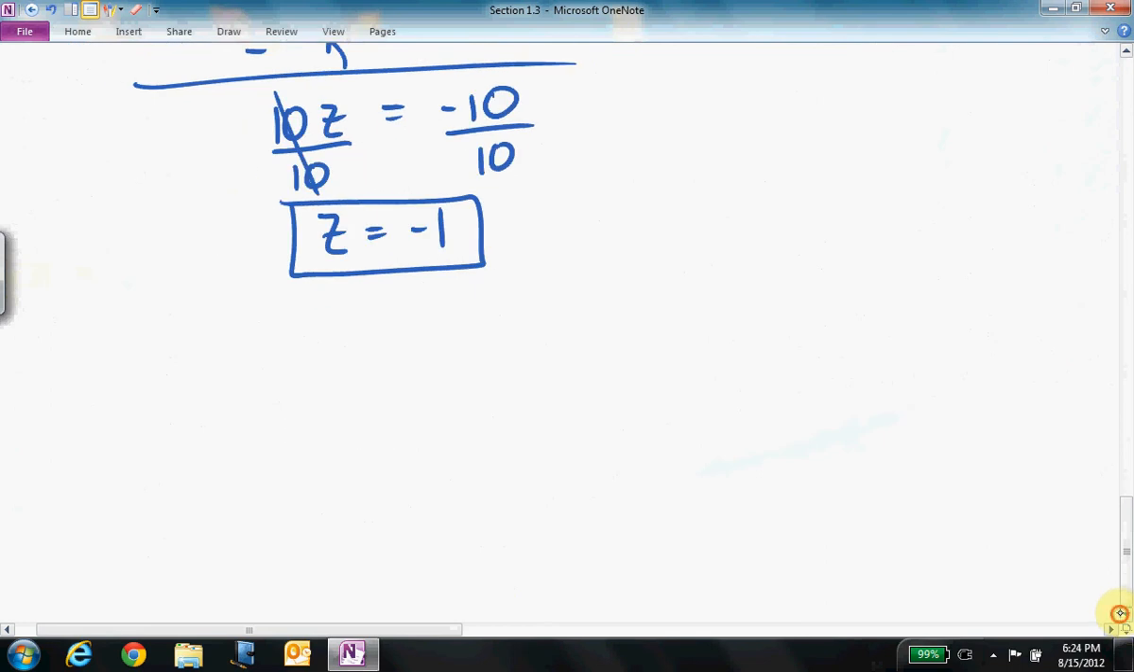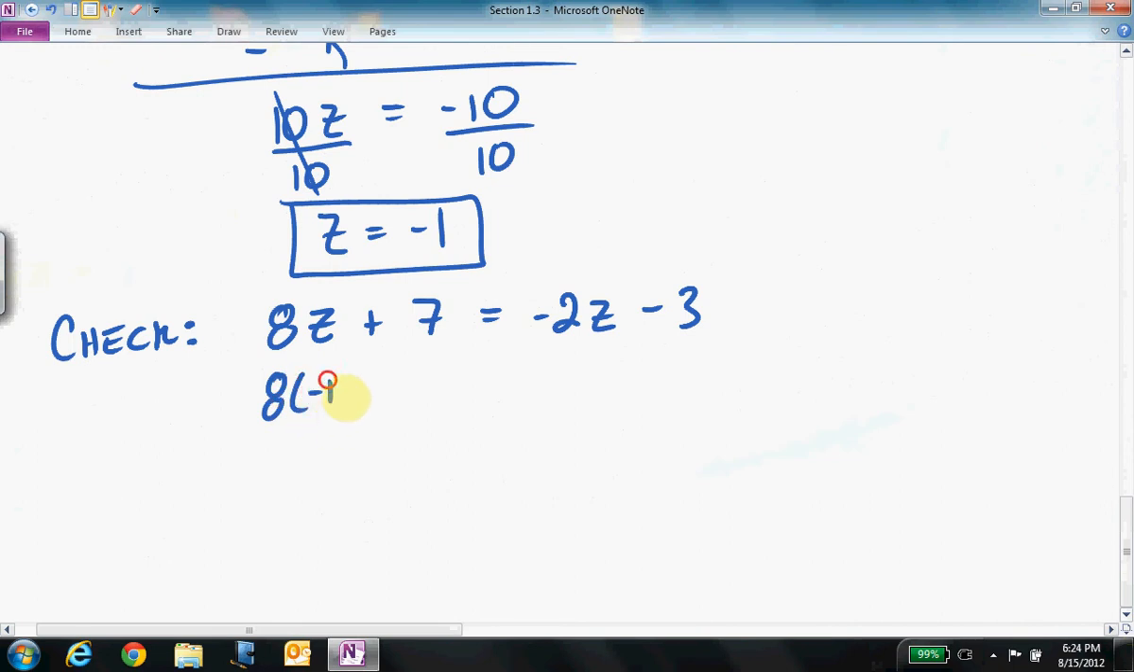Great. So we again are going to check. We're going to use our original problem, 8z plus 7 equals negative 2z minus 3. And wherever I have a z, in this case it's in two places, I'm going to plug in a negative 1. So we'll go 8 times negative 1 plus 7 equals negative 2 times negative 1 minus 3. And now when you're checking, you're not moving things on either side of the equation. You're just simplifying the left side and simplifying the right side and hoping that they are the same.